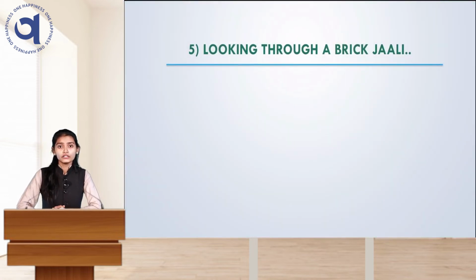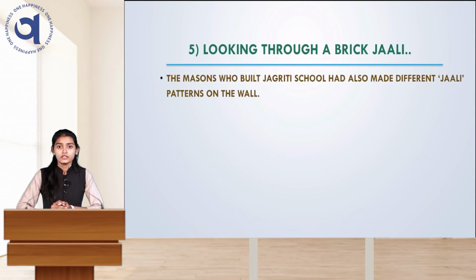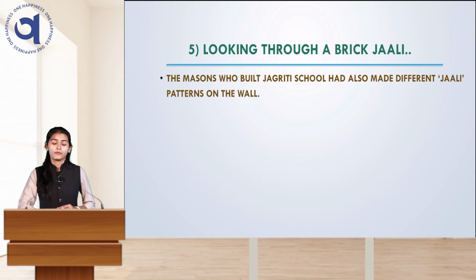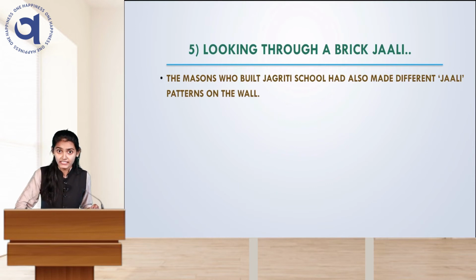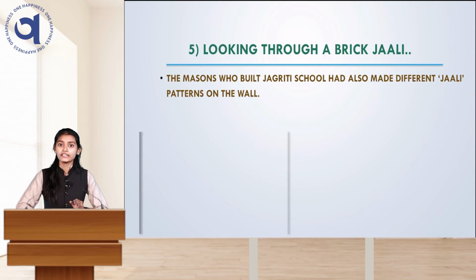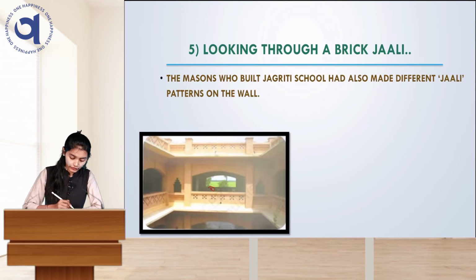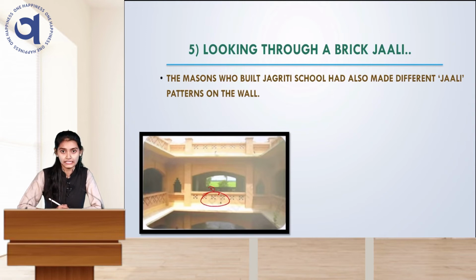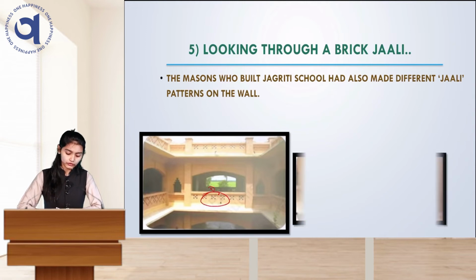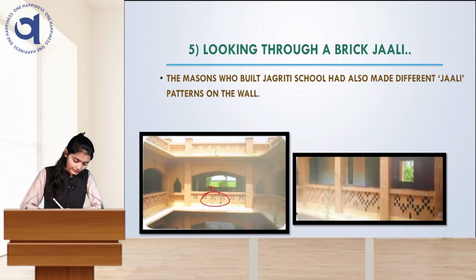Next, looking through a brick jali. The masons who built JAGRITI school had also made different jali patterns on the wall. But first question is, what is the meaning of jali? Jali means that we can see from one side to the other. For example, you are standing on that side of the wall, and you can also see this side of the wall with the help of this jali. This is a jali. And also here you have different jali patterns. See, it is a different pattern, and it is a different pattern.